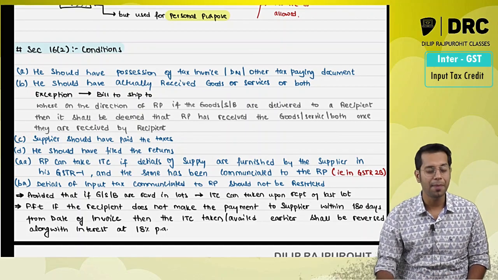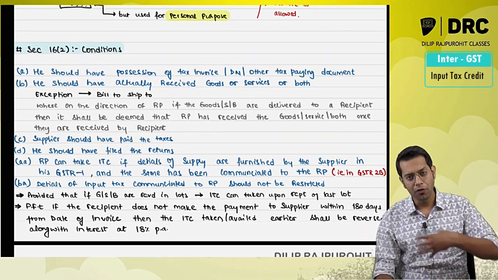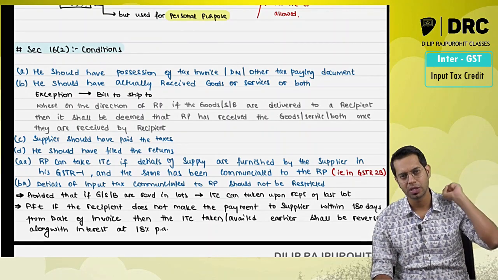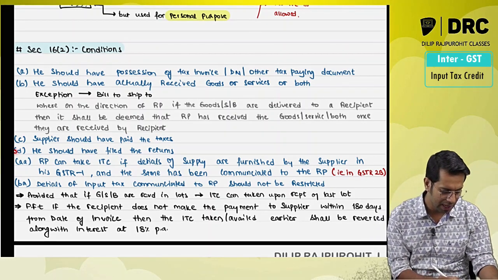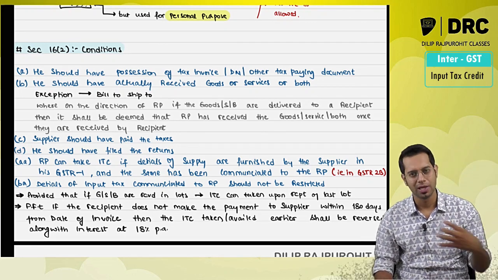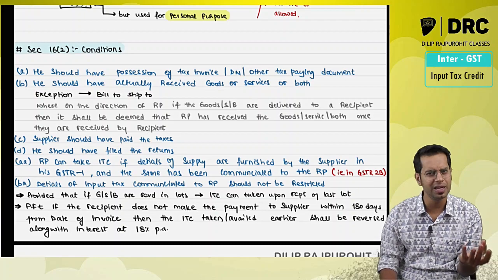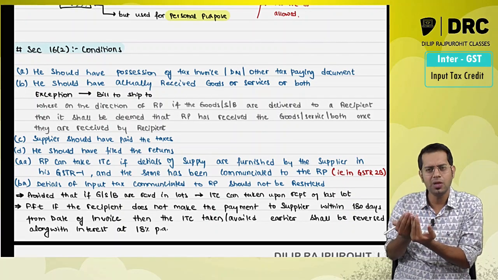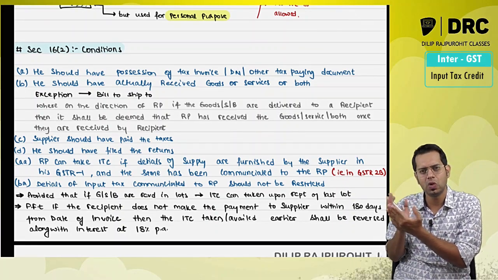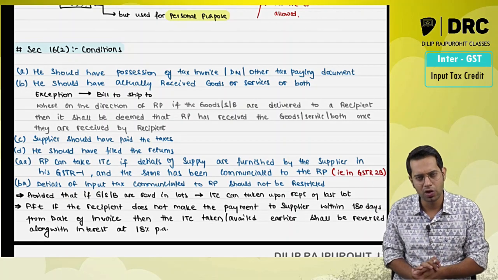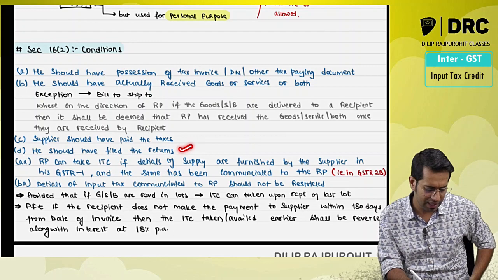Condition number 3, the supplier should have paid the taxes. If you, being a registered person, want to take input tax credit, make sure that the supplier has paid the taxes, and then he should have filed the returns. He, in the sense, the registered person who is taking input tax credit, should have filed the returns. Obviously, you will have to tell the government that you have ITC available with you. How will you tell the government? By filing your return. He should have filed the return.